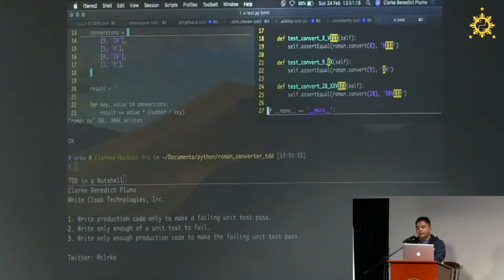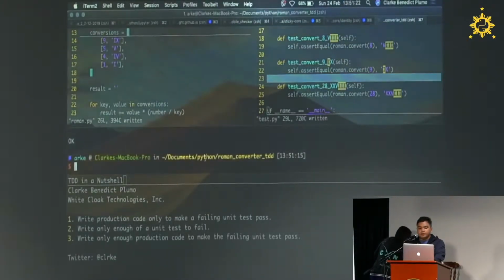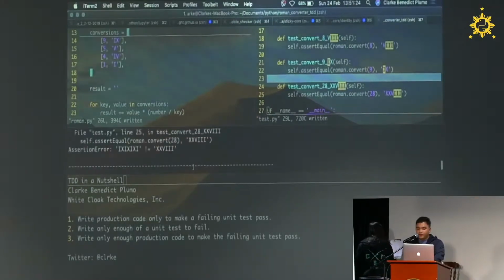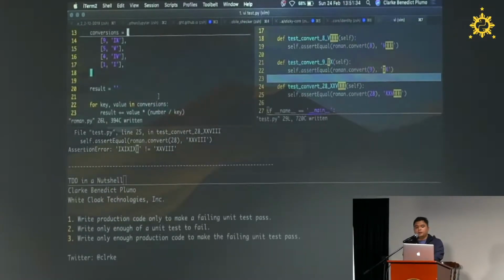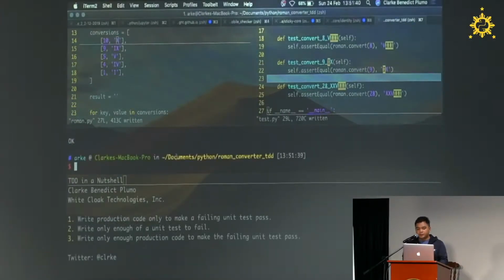So right now I have 28. So 28 is XXVIII. Let's run the test. Of course it fails. It's going to output IX 3 times because 9 times 3 is equal to 27. And then there's another I, which equals 28. So what I just need to do is define 10 here. And now it's going to work.